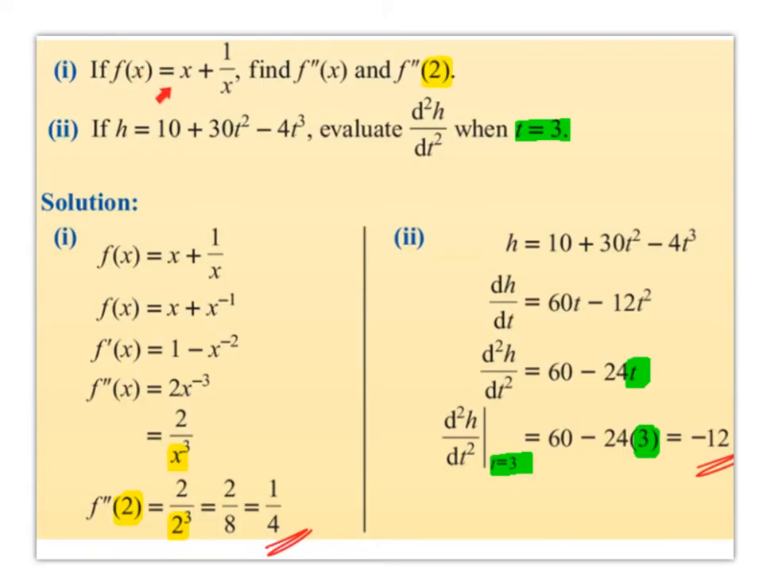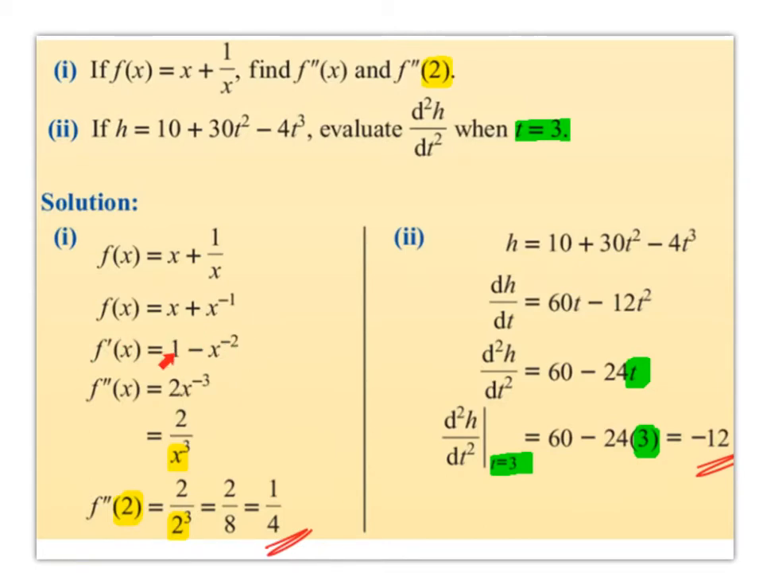If f of x equals x plus 1 over x, find the second derivative and find f double prime of 2. So f of x equals x plus 1 over x. So 1 over x can be rewritten as x to the power of minus 1. The derivative of x is 1, and the derivative of x to the power of minus 1 is minus x to the power of minus 2. So this is the first derivative. So to get the second derivative, we're now going to differentiate this.